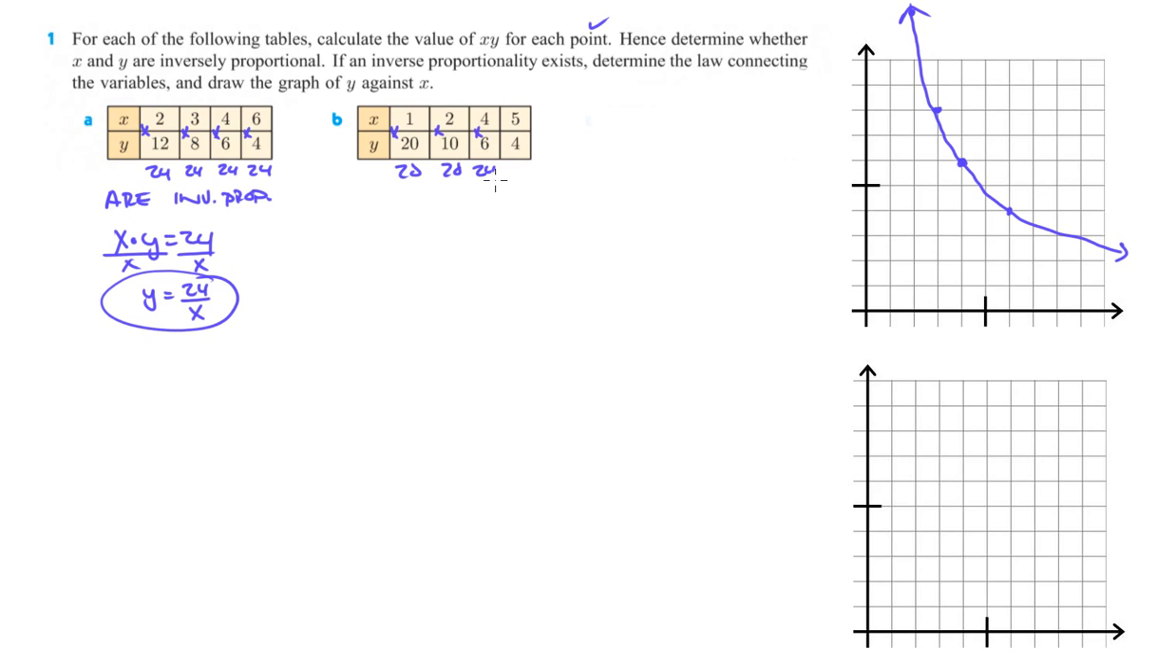Okay, so for B, 1 times 20 is 20, 2 times 10 is 20, 4 times 6 is 24, 5 times 4 is 20. Hence, determine whether x and y are inversely proportional. Because of this 24 here, they are not inversely proportional, because they all have to be equal to the exact same number. And then if it exists, determine the law and draw the graph of y against x. It does not exist, so we do not have to determine the law or draw the graph. Okay?